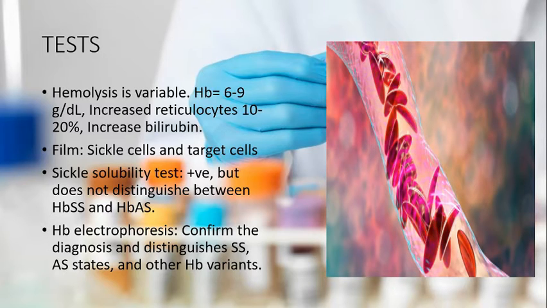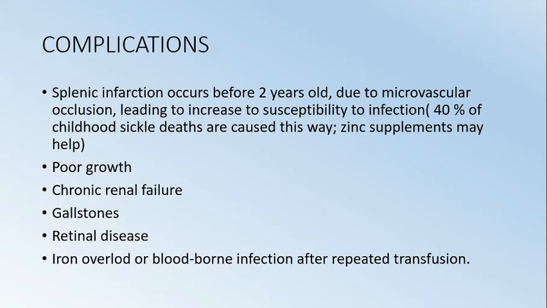So other HBS variants can also be distinguished through hemoglobin electrophoresis. And there are actually other things like the history, the morphology of the RBCs, mass spectroscopy and sickling tests might also help. So let's go into some of the complications we see.